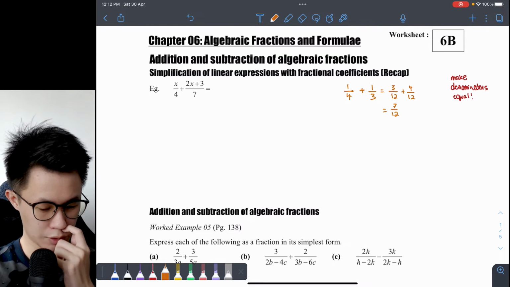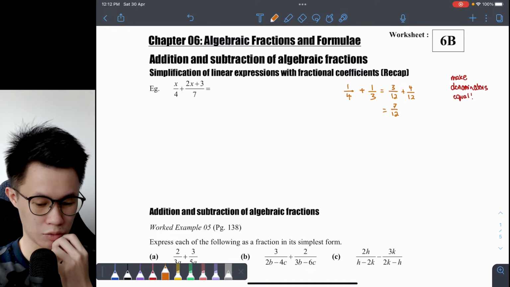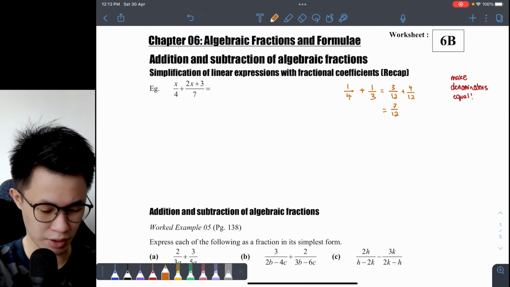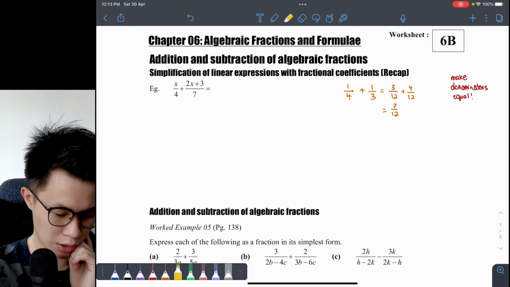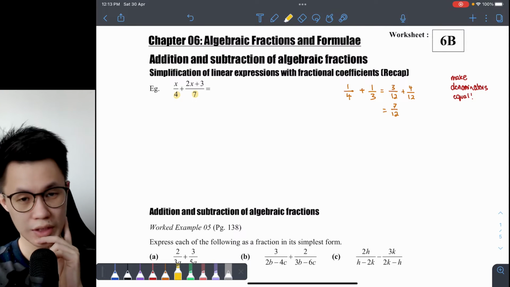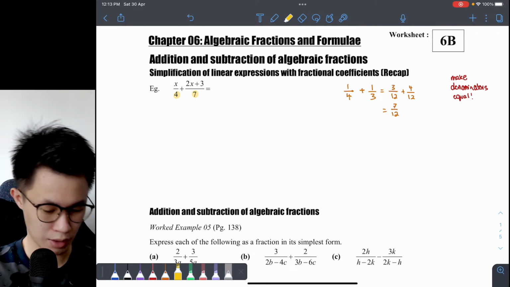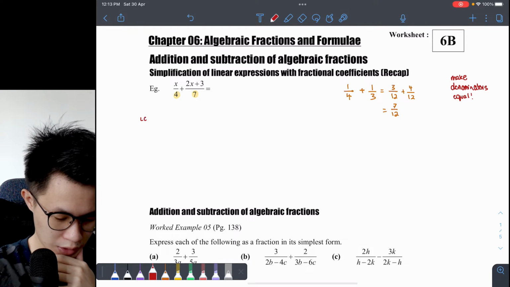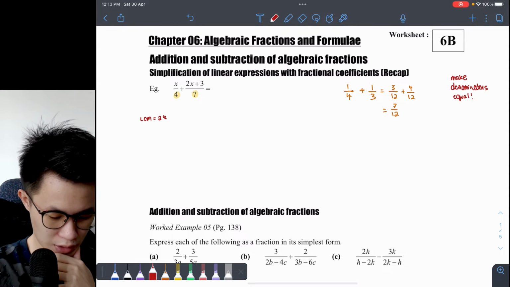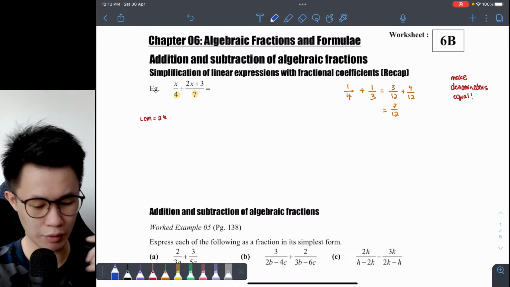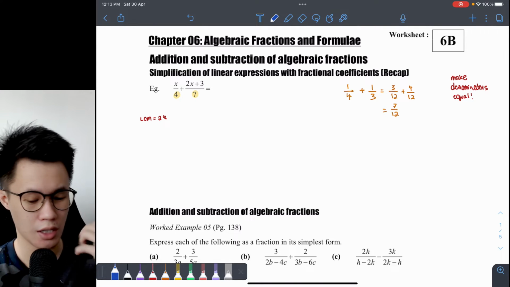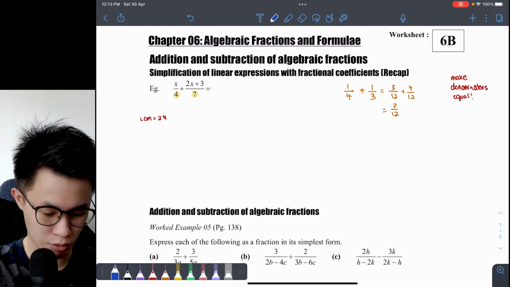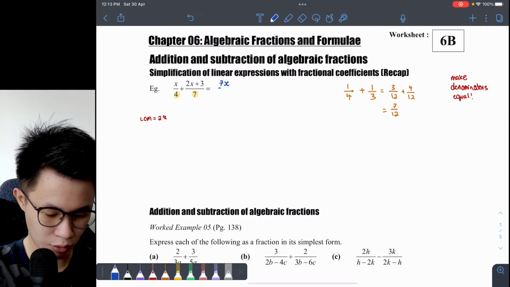So when it comes to algebraic fractions, I think we have also learned that if we have one of the numerators as algebra, in this case, we want to make these two denominators the same, and the only way to do it is the lowest common multiple here. The LCM is equal to 28, and so I want to make each of the fractions have a denominator of 28. And for the first one, this would be 7x over 28.